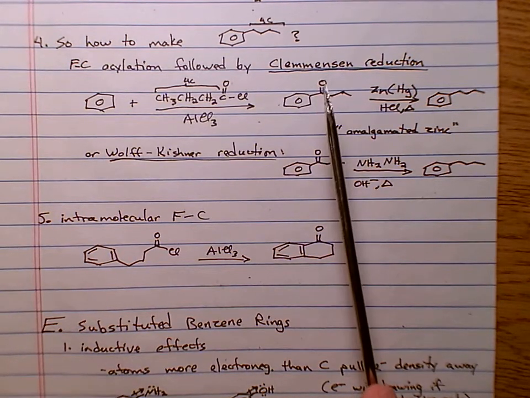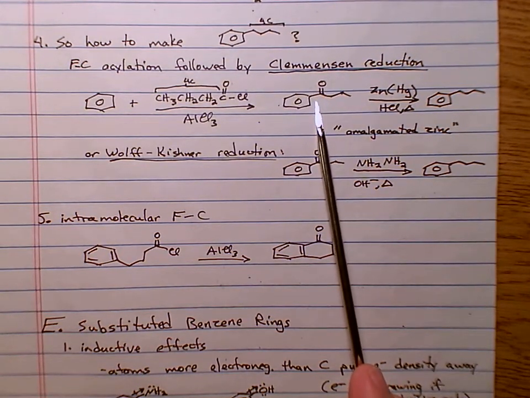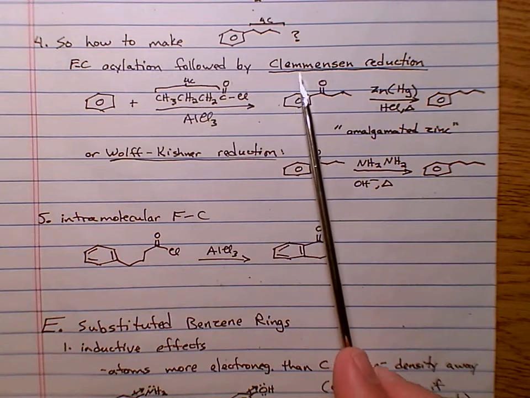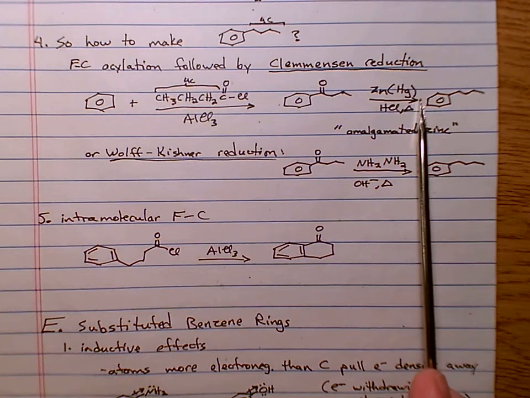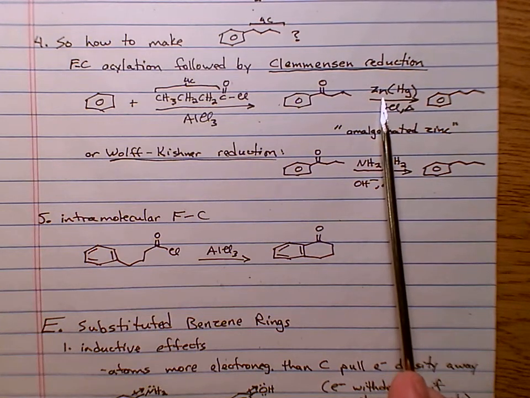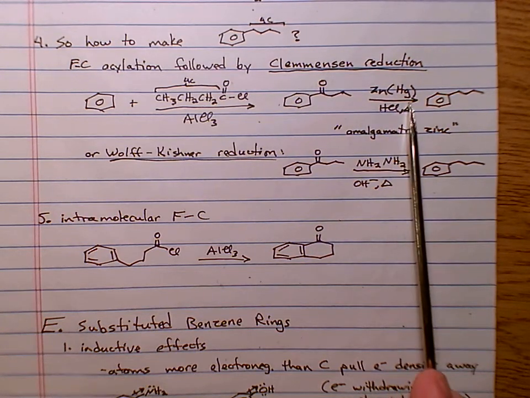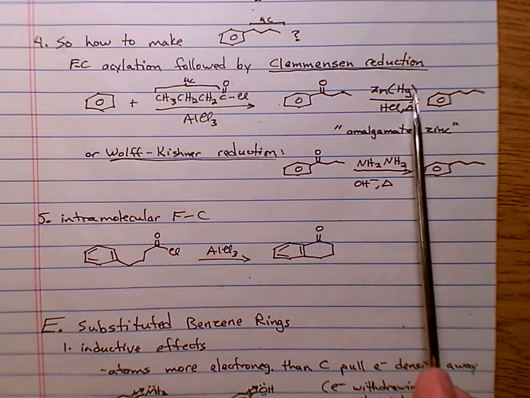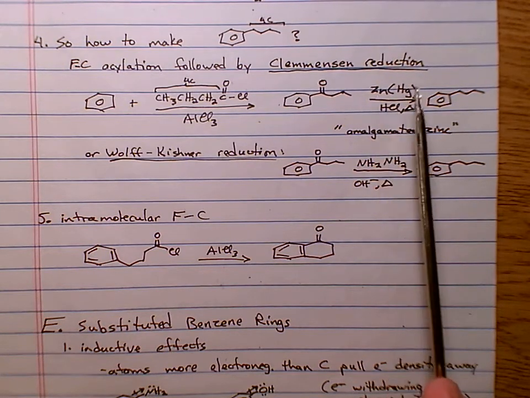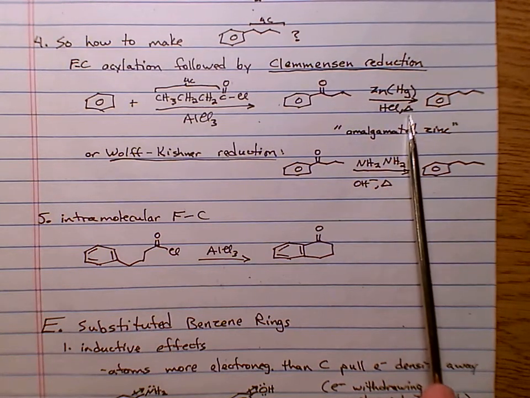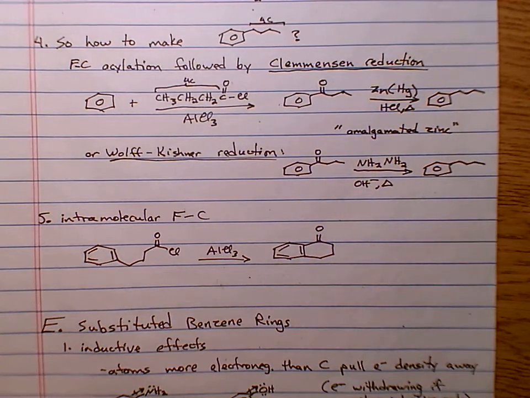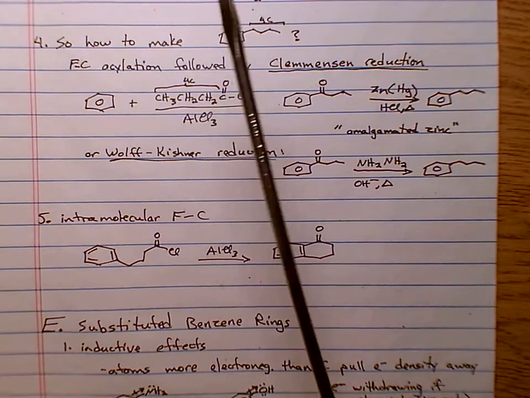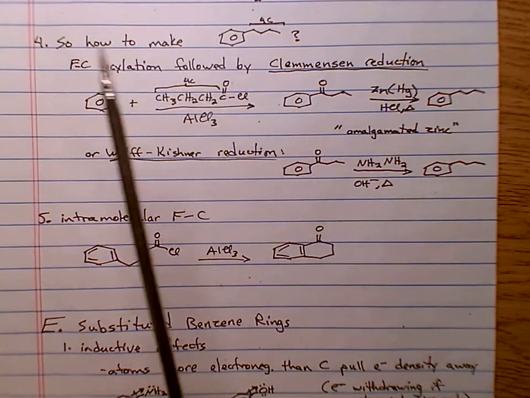And it turns out you can reduce a carbonyl to a CH2, as Clemmensen found out, with Zn(Hg), in parentheses. This is called amalgamated zinc. Amalgam means mercury, so amalgamated zinc with HCl and heat will reduce a carbonyl to a CH2. So this is how you can add this group on here.